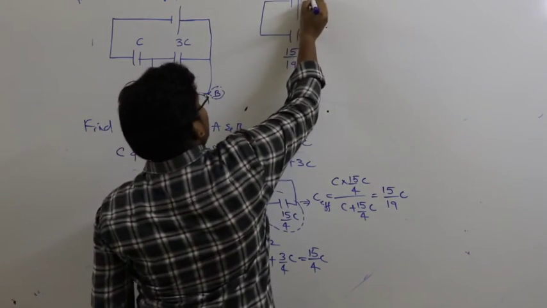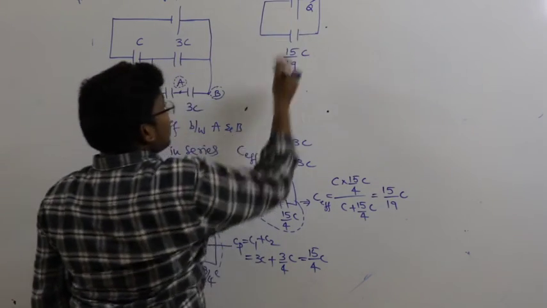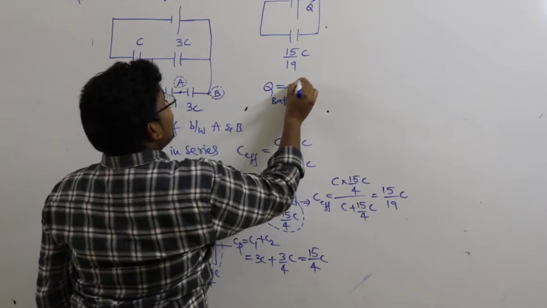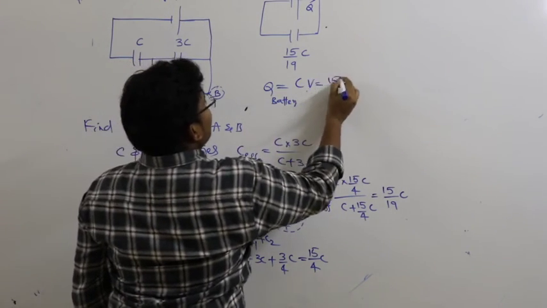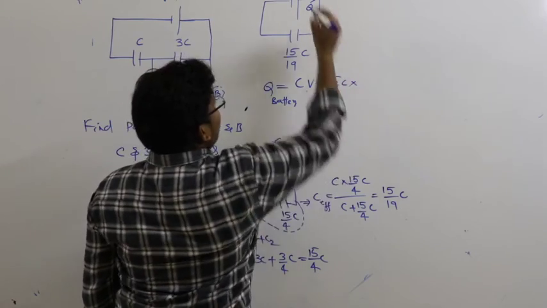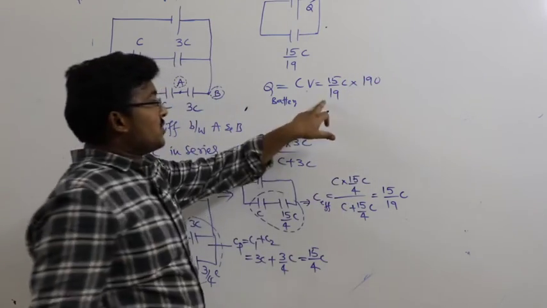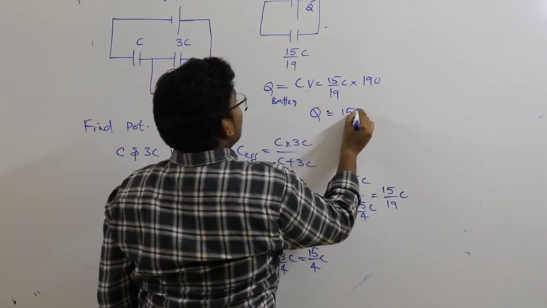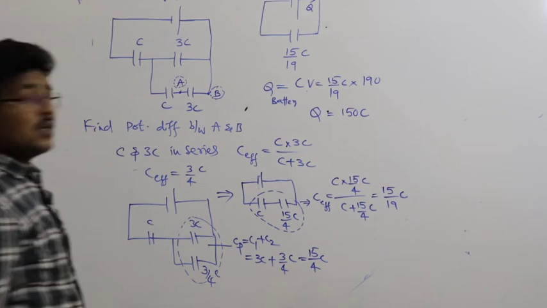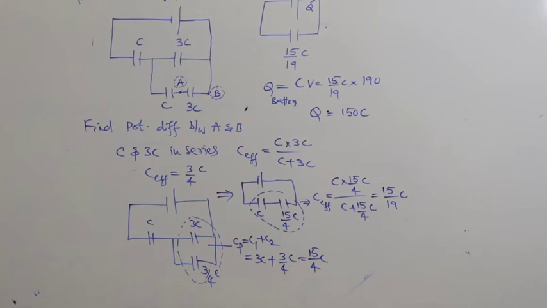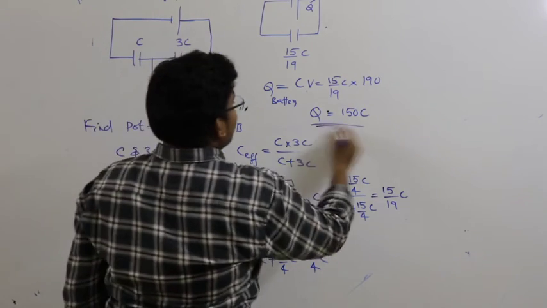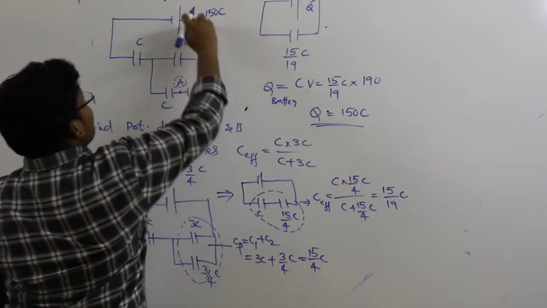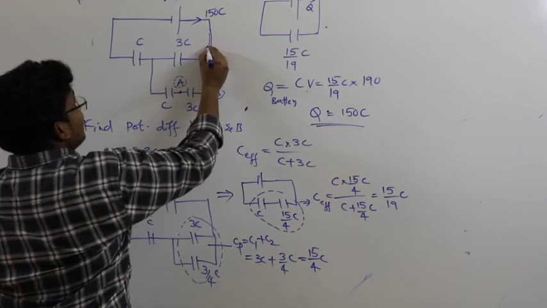Now can you say how much charge will start from the battery? The Q formula, you know, is CV. So what is C? 15 by 19 into C. What is the battery voltage? 190. So you can say 19 tens are. So the charge will be 150 C. This much charge will start from the battery, means from this battery 150 C will start, coming like this.